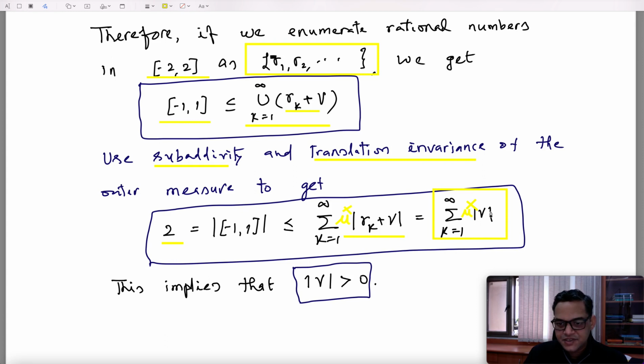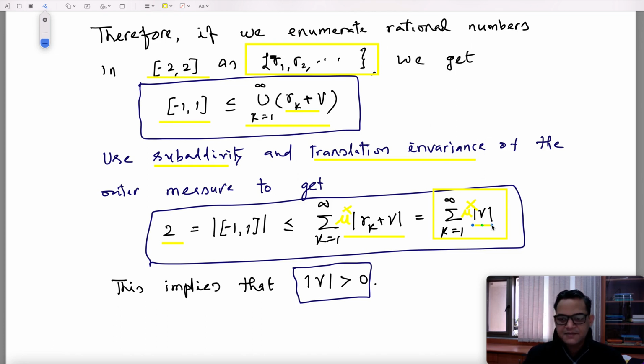So that means 2 is less than or equal to this sum, that means mu star of V has to be positive, because if it was 0, we did not have any understanding of how the outer measure of this V behaves.